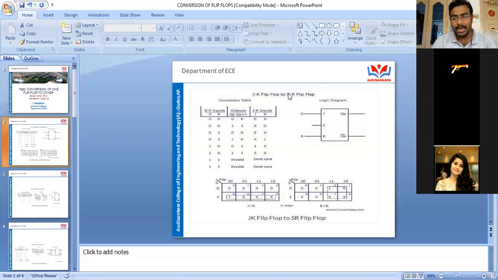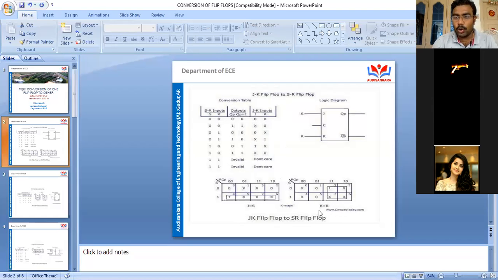SR, clearly, guys. Then we can easily fill this table. Take the values you have under J and under K by considering S, R, and your present state value Q_P as input variables. Try to minimize or simplify using a K-map. Then get your equations. That is what you have to do.